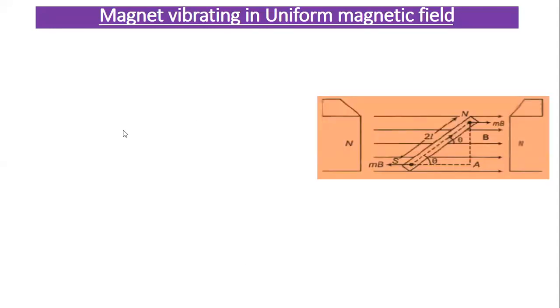The next article is magnet vibrating in a uniform magnetic field. Now we consider one magnet which is placed in a magnetic field. Then because of the interaction of the two magnetic fields, it vibrates or oscillates, and that motion we have to study. You can see the diagram here.